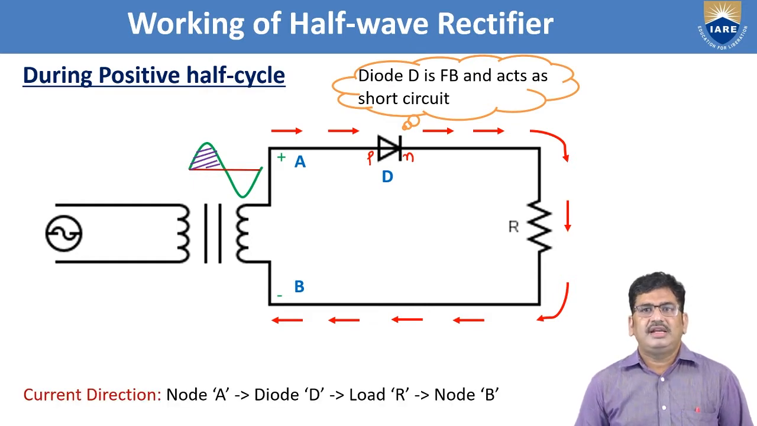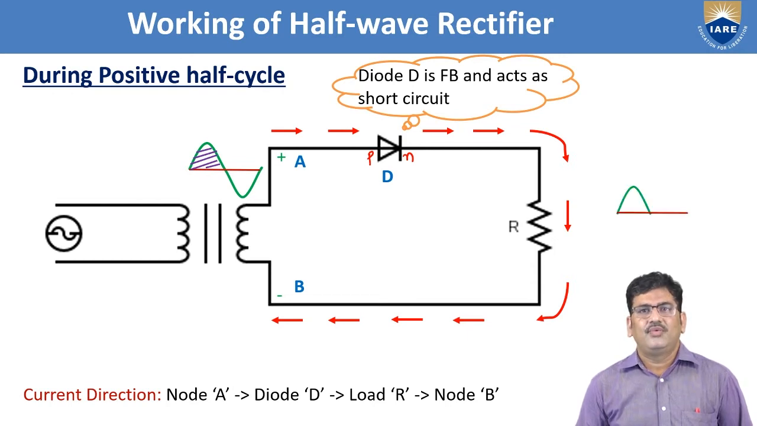And that current direction, if you see the current direction in the diagram, the current starts from the positive terminal, that is node A, then it flows through the diode D, then it flows through a resistance R, and it will sink at node B.